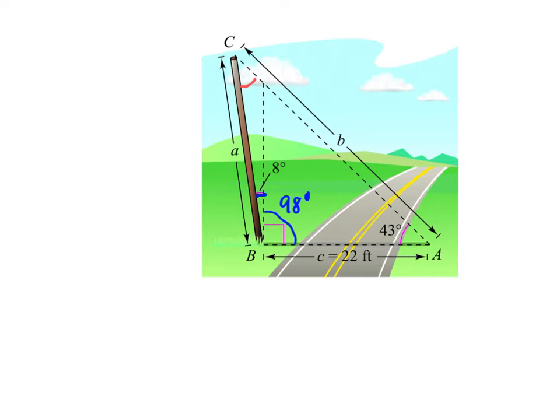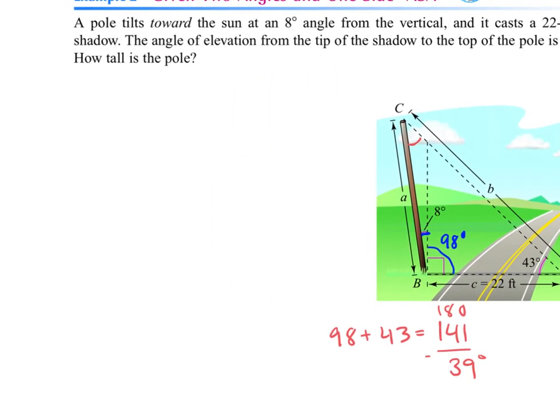So how do we find angle C? Add the 2 and subtract from 180. So we have 98 plus 43, which is 141, and then 180 minus 141 is 39. So angle C is 39 degrees. Let's find side A. What would our proportion that we need to set up be? Find side A.